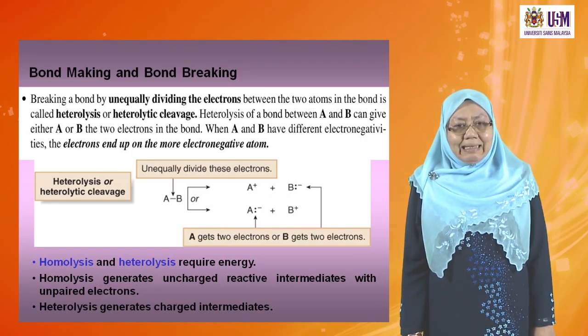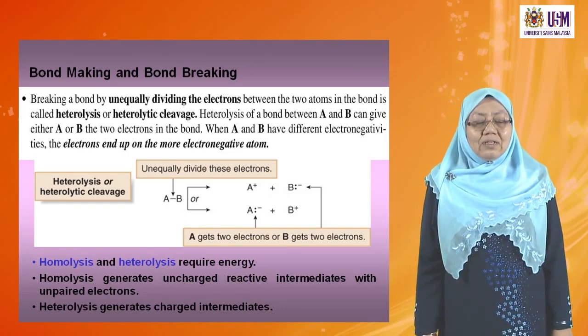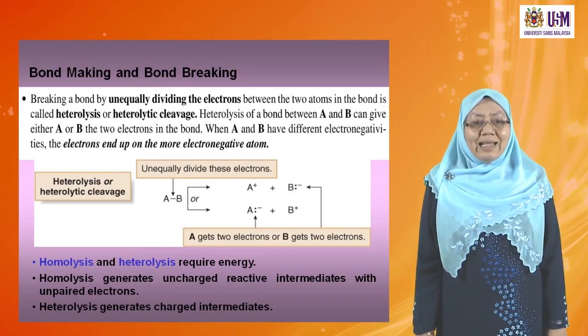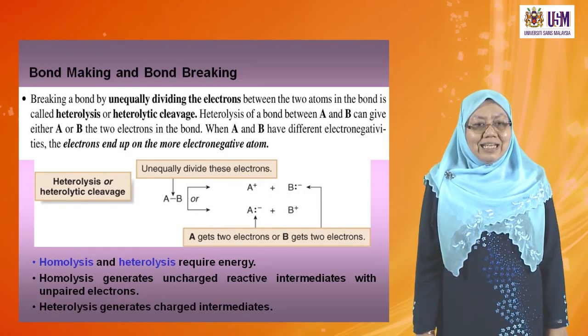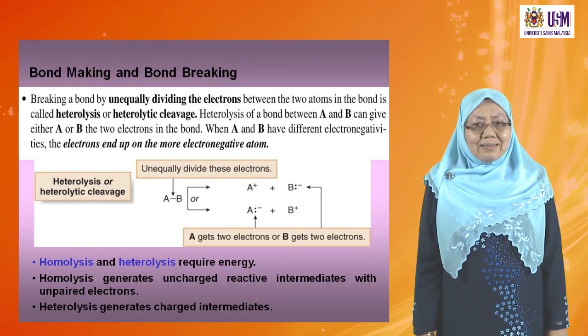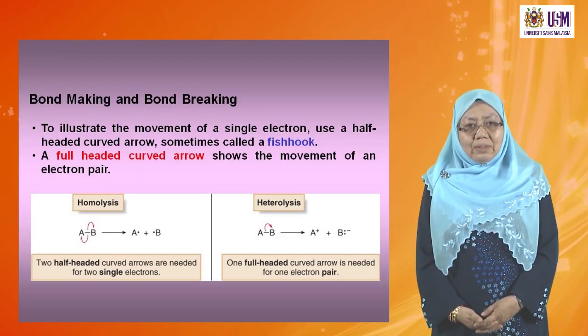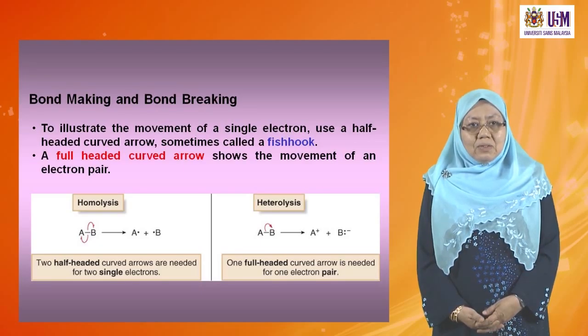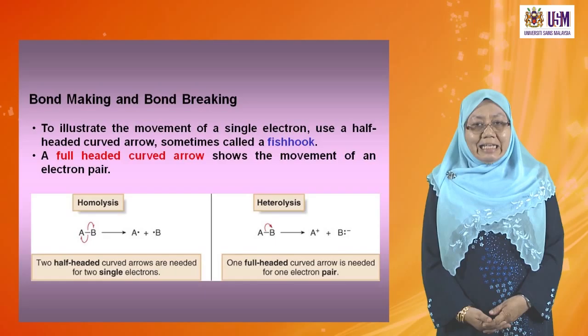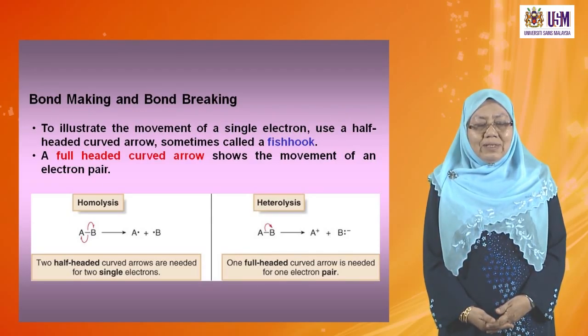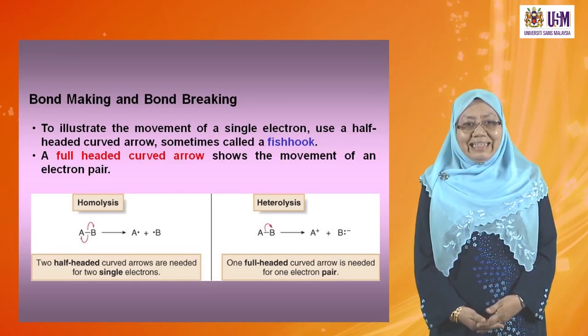So, as a summary, homolysis and heterolysis both require energy. Homolysis generates uncharged reactive intermediates with unpaired electrons, whereas heterolysis generates charged intermediates. In order to write a reaction mechanism, we must show how the bond is broken and how the bond is made. So, in order to illustrate the movement of the electrons, when it consists of just one electron, we use a half-headed curved arrow, which is sometimes called a fishhook, and a full-headed curved arrow will show the movement of an electron pair.